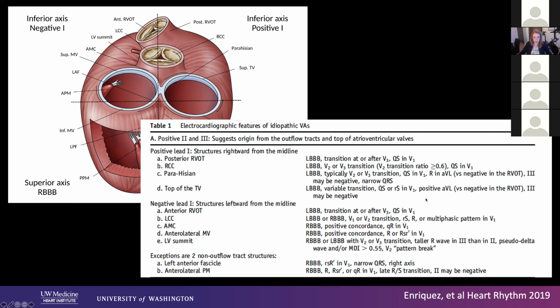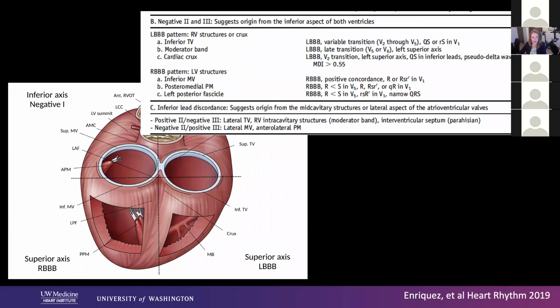Those will have a much later transition in the precordial leads. And then the negative ones here: anterior RVOT, left cusp, and AMC. And they have little hints here. It's worth going through and memorizing these to some extent, but you should be doing that with this picture in mind and trying to work out in your head, why would that give you that transition? I think V1 can be a bit of a funny lead when you get back to the mitral annulus, but otherwise, the findings that you're seeing on EKG should make sense anatomically when you overlap that EKG axis onto it.